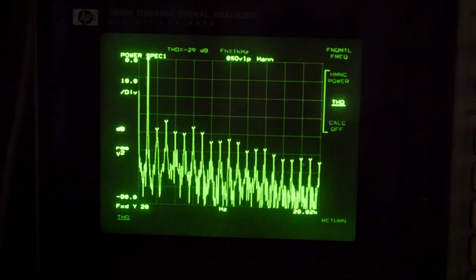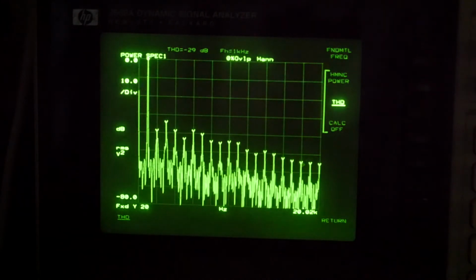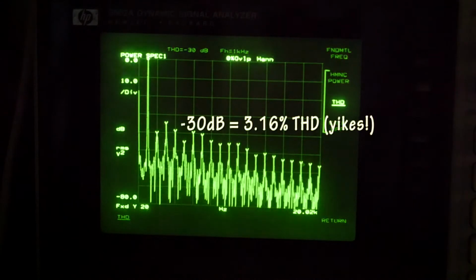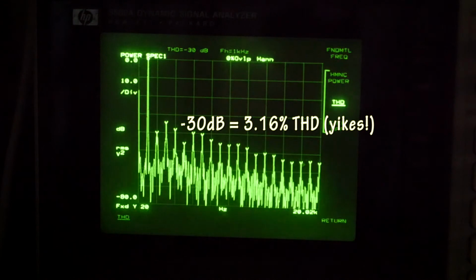Okay, oh dear, there you go. And what do we get? About minus 30 dB. That's really not good.